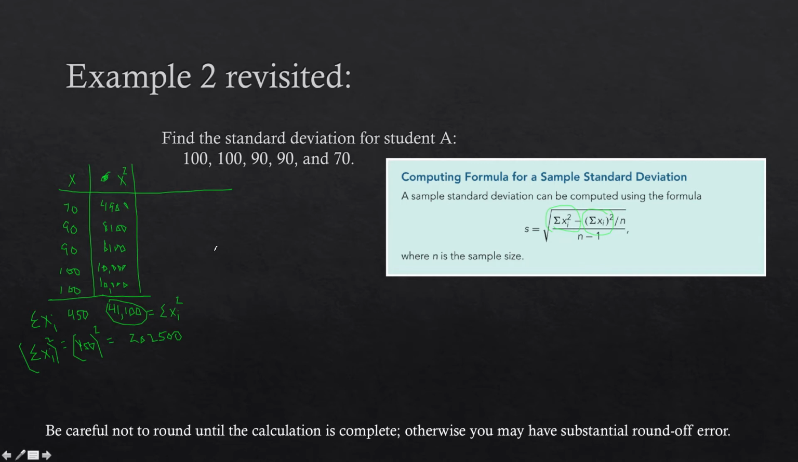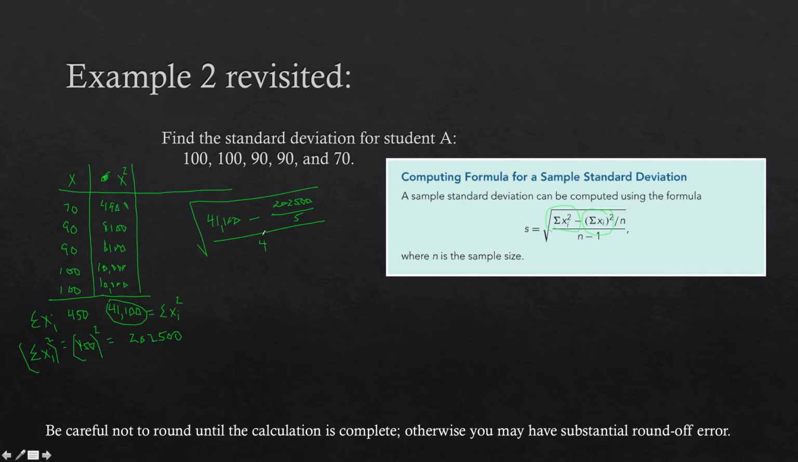So what we have here is the square root. Now we can start in our formula. The square root of 41,100 minus 202,500 divided by n. How many do we have? We have 5. All over n minus 1. So 5 minus 1 would be 4.